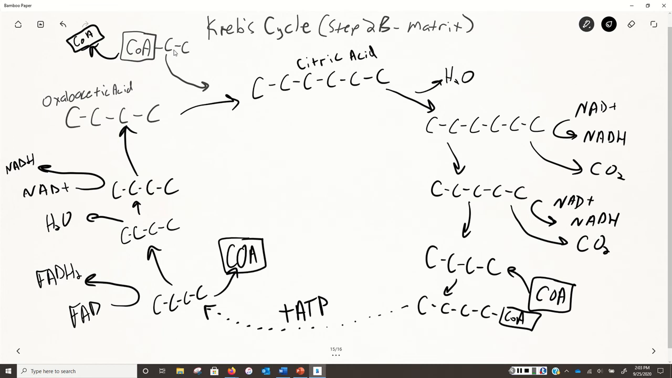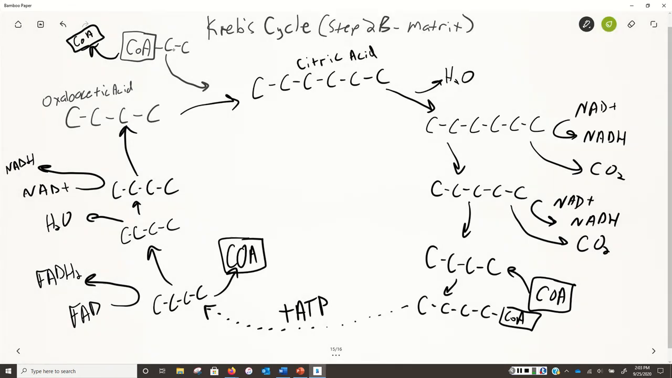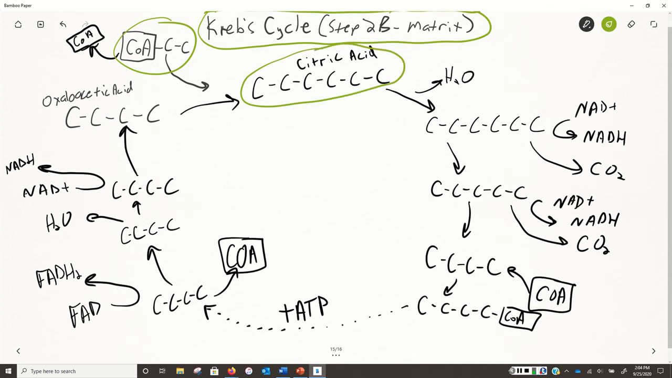So let's see what the important takeaways are from the Krebs cycle, or the citric acid cycle. You need to know the name, that it is step 2b, and that it takes place in the matrix. You need to know that we started with an acetyl-CoA. We produced citric acid at the start. We have two waters. I'm going to go ahead and write that up here. Two waters as waste times 2. One for each, or 2 for each acetyl-CoA.